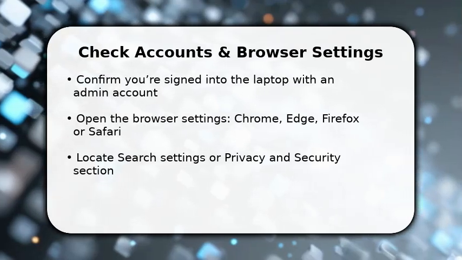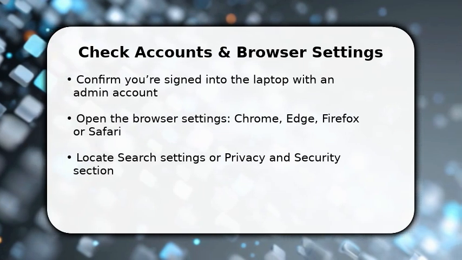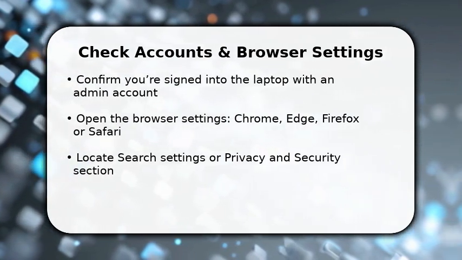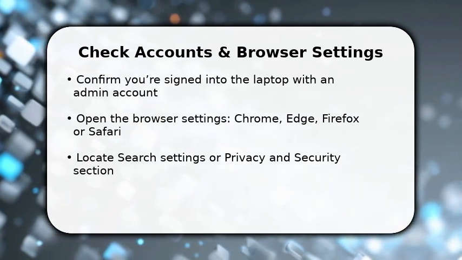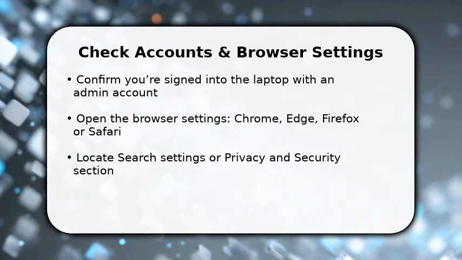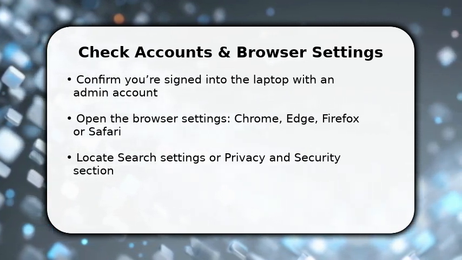You start by confirming you're on an administrator account so changes stick. Open your primary browser and go straight to its settings, privacy or search settings. This is where Safe Search flags live. Once there, find the search engine controls, often under search engine or site settings, and prepare to toggle filters.